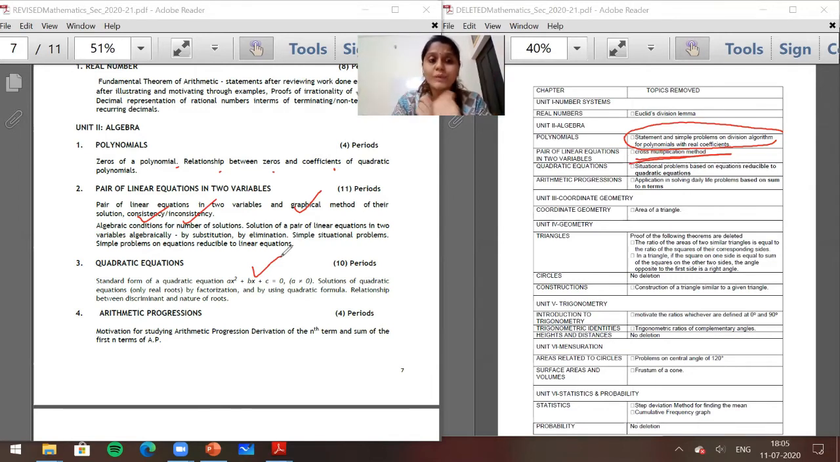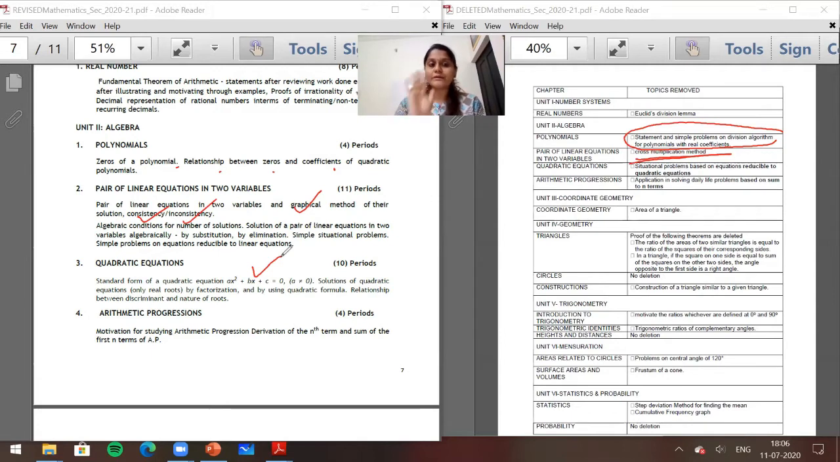the application part, only simple situational problems will come on reducible equations. Now, there was one exercise which was based on reducible equations. That means you had 2 upon x plus 3 upon y equal to something, or 2 upon x plus y plus 3 upon x minus y, right? So you were going to substitute 1 upon x plus y equal to a, and let 1 upon x minus y equal to b. That was reducible equations.